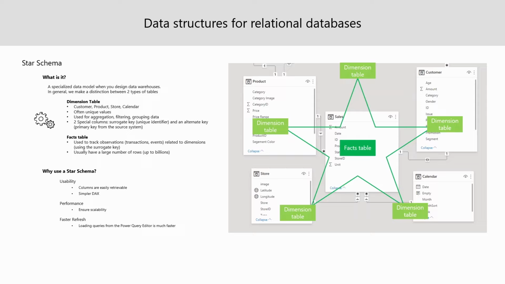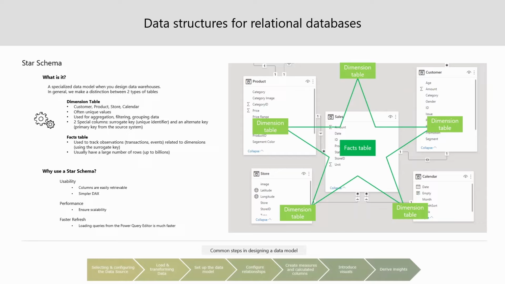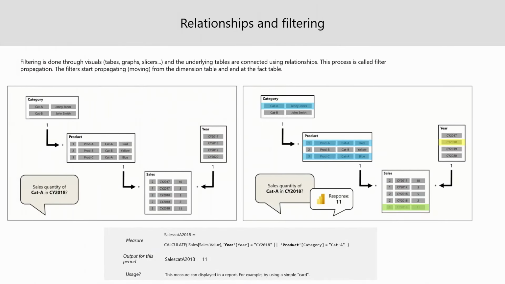Now, why would we use a star schema? As said before, usability, performance, and also faster refresh. The common steps in designing a data model are typically the same. We'll select and configure our data source, we'll load and transform our data, we'll set up a data model, configure relationships, create measures and calculated columns, introduce visuals, and then derive insights. Alright, let's move on.